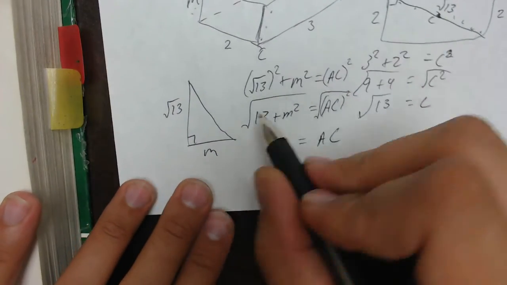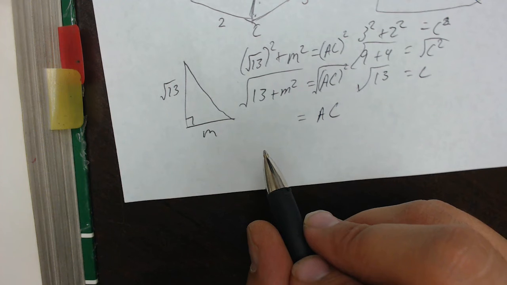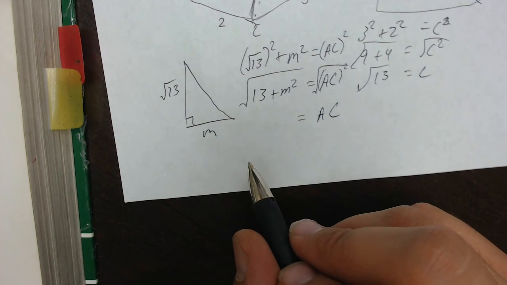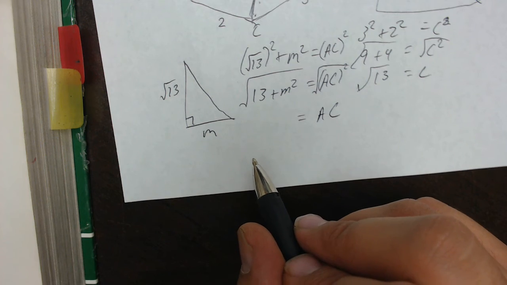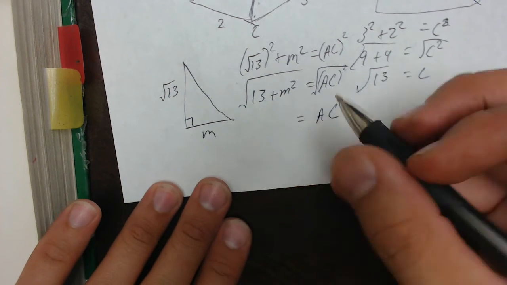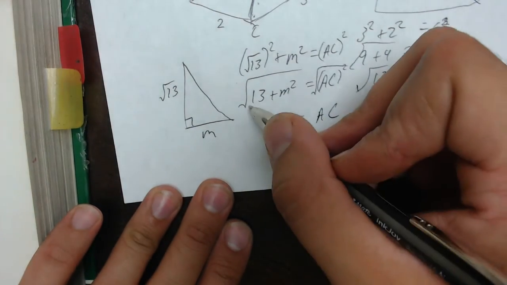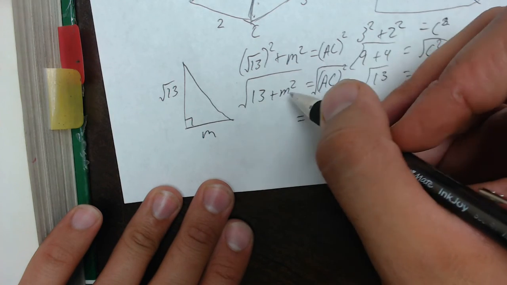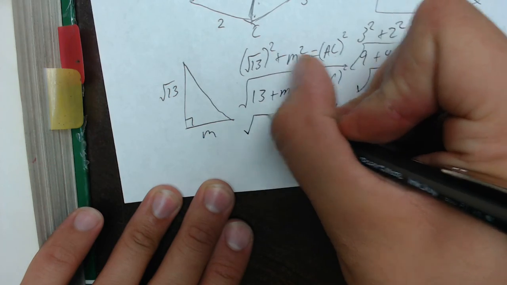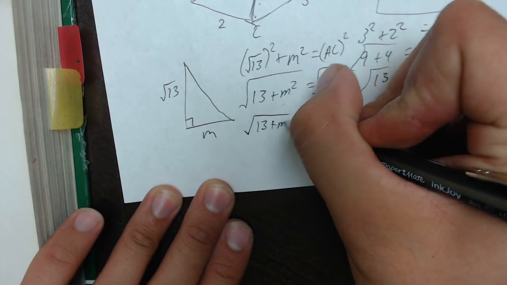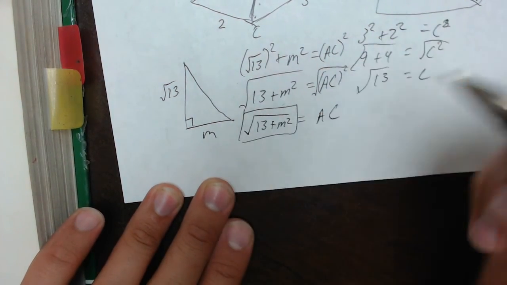left with AC on the right, and then on the left we have to figure out the square root of 13 plus m squared, right? Not really. That's pretty much how we can write it, because there's no other way to simplify this. We can't find the square root of this polynomial, so our final answer is root of 13 plus m squared. That's the length of the diagonal.